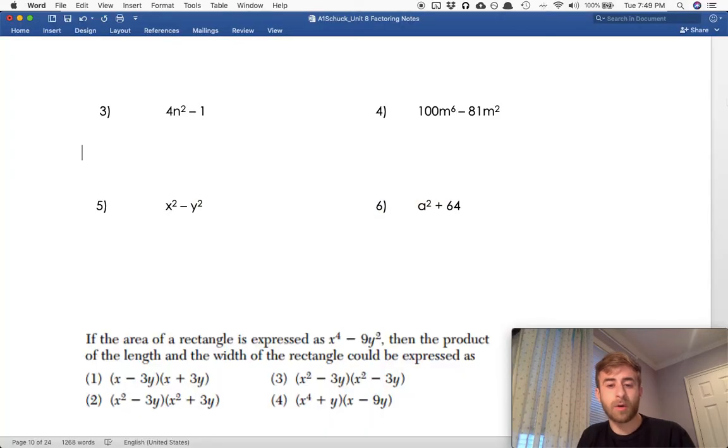Let's keep going. We're away from the document camera for a minute. Number 6, a squared plus 64.